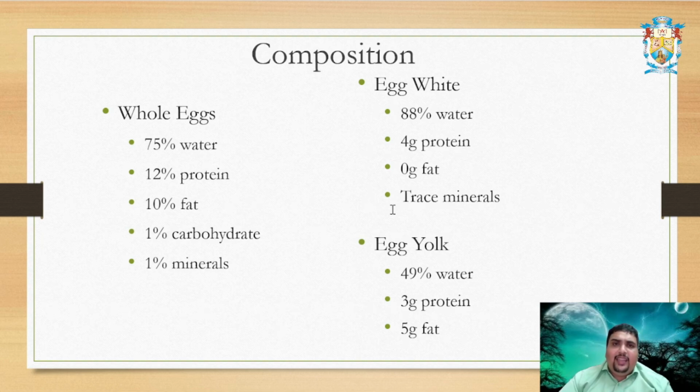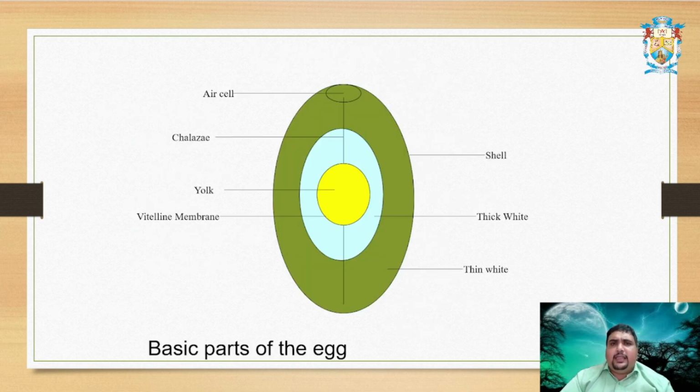Now, when we see egg white, 88% of the egg white is water. Then 4 grams of protein, 0 grams of fat, and a trace amount of minerals. That is the 1% of minerals that is there in the whole egg. Next, you have the egg yolk. 49% of the egg yolk is water, with 3 grams of protein and 5 grams of fat. The composition of egg gives you a wholesome food which gives you all the nutrients required for the body. Now let's see the structure or parts of an egg.